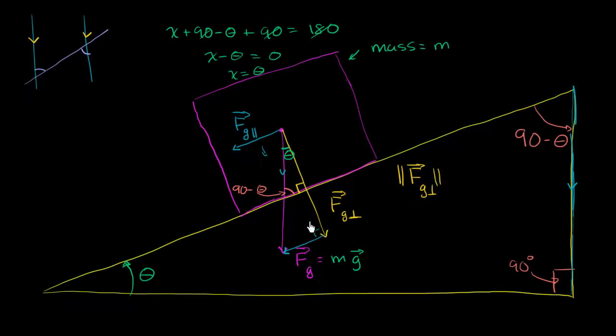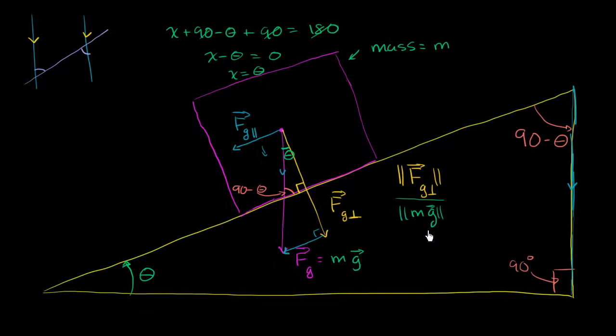So the magnitude of this over the hypotenuse of that right triangle. Well, what is the hypotenuse of this right triangle? It's going to be the magnitude of the total gravitational force, I guess you could say. And so you could say that is mg.